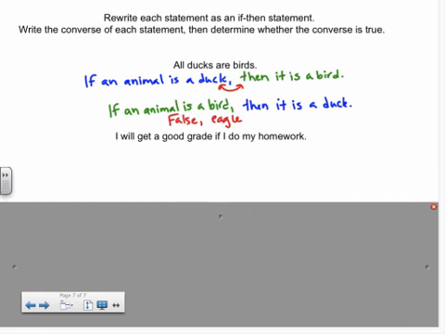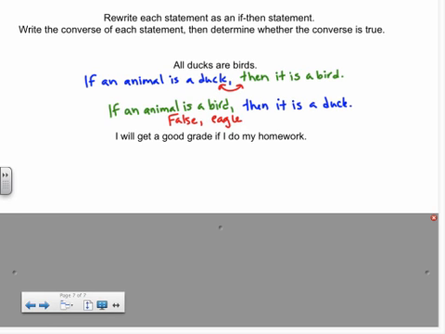Our next example: I will get a good grade if I do my homework. So that "if" word, remember, tells us that that's our hypothesis. So if I do my homework, then I'll get a good grade.